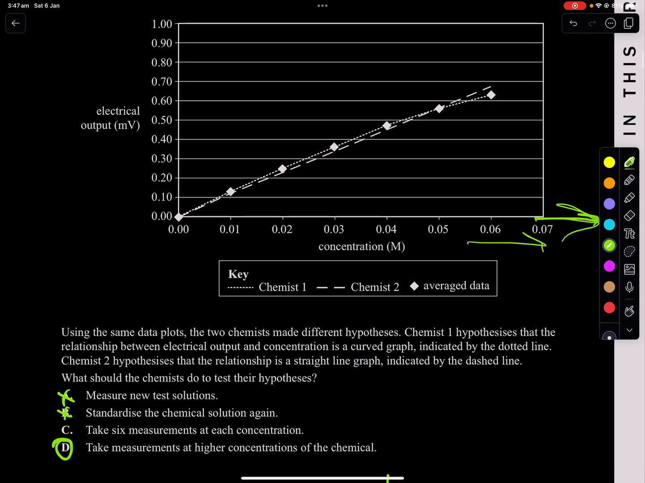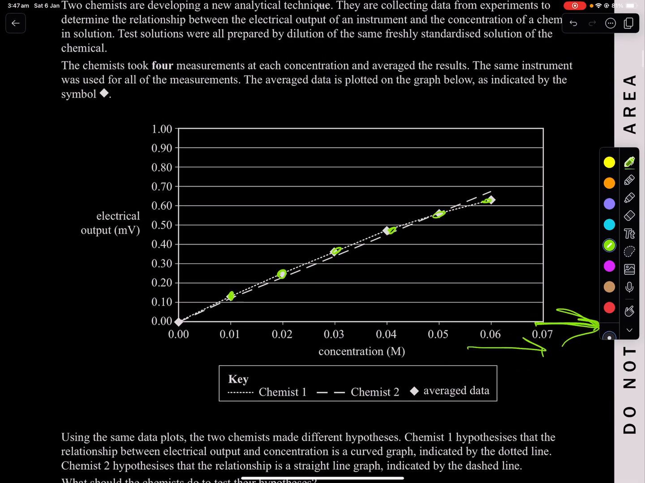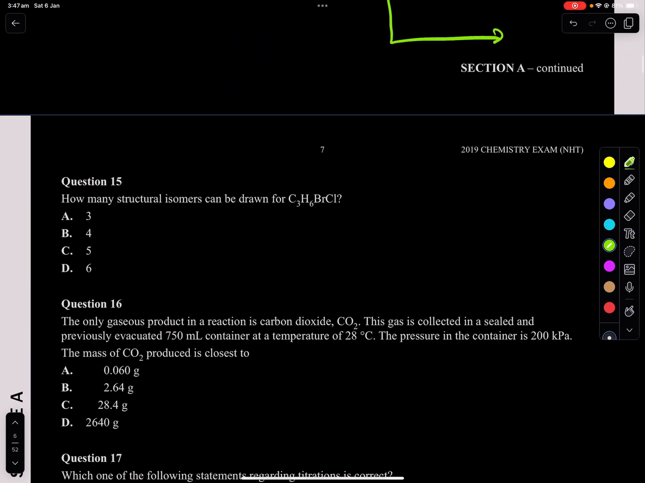C can also be true. I'm not going to lie, taking 6 measurements, but I think it's just going to make those points more accurate, not really help in terms of seeing the relationship. So I would say D would be the best. I need to check the answer actually for that one. 14 is D. Question 15: how many structural isomers can be drawn for this?